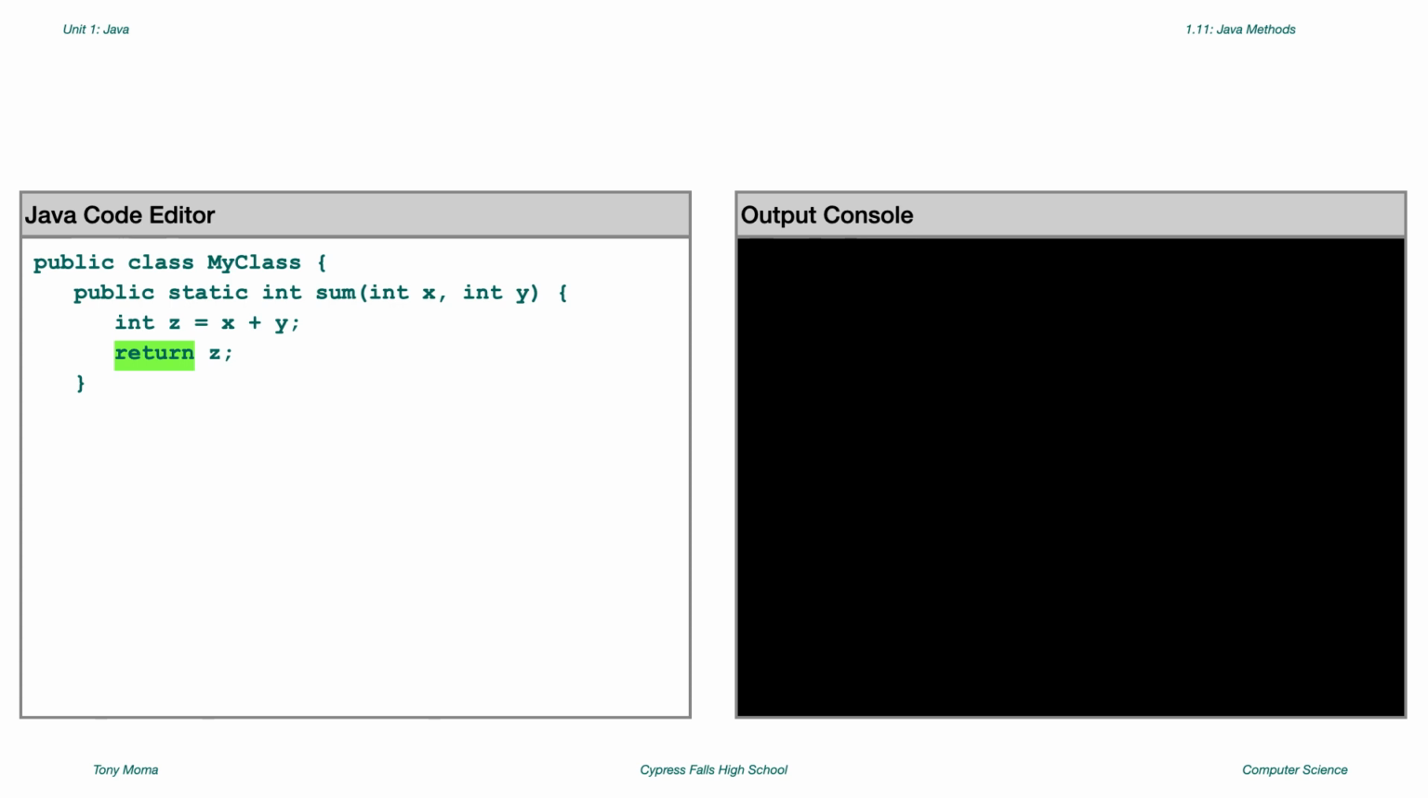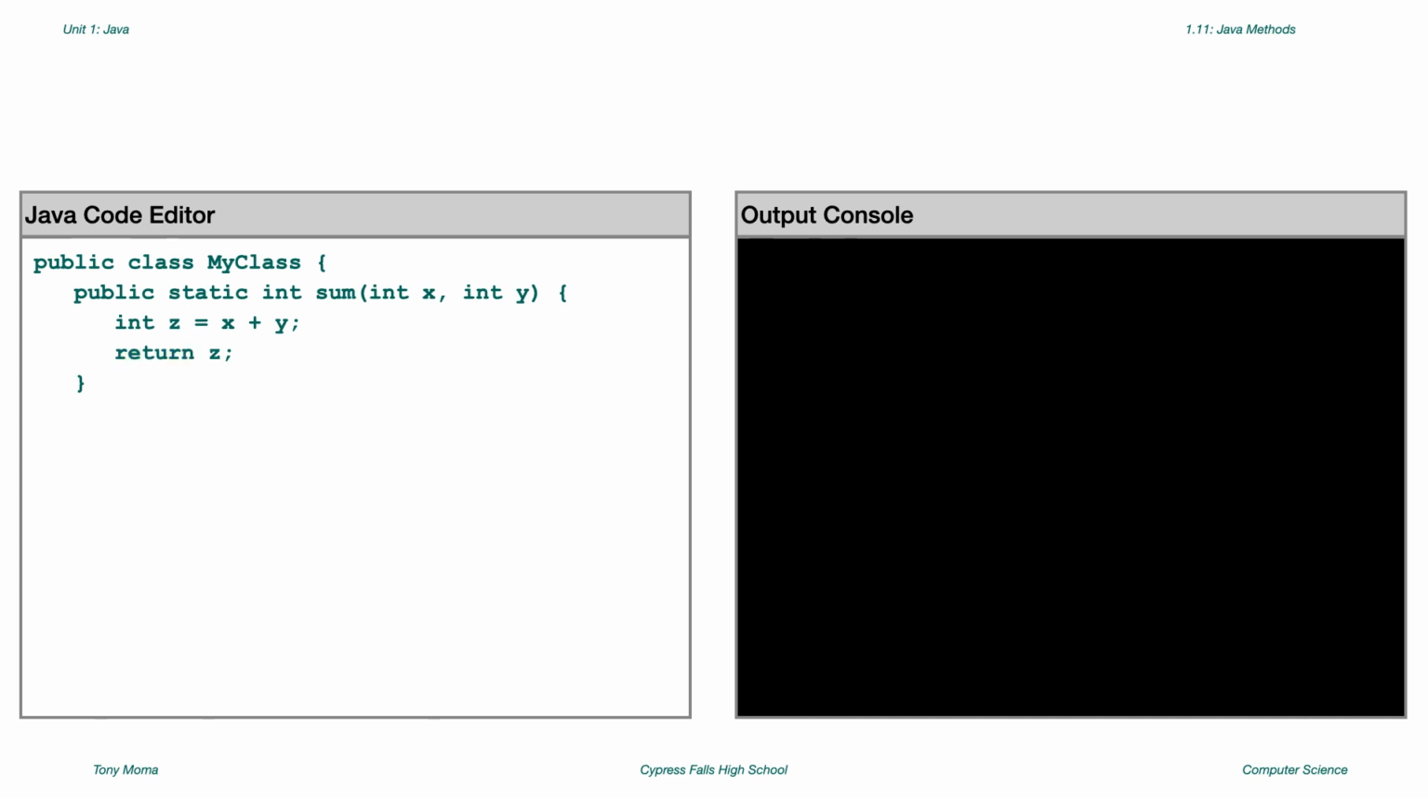Then in the next line, we return z. Z is the value that the method is going to give back to the program. It's the value that's going to get returned. And notice that the type for z matches the return type that we stated back in the header of the method. We stated that the method was going to return an int, and that's exactly what we did inside the definition of the method.